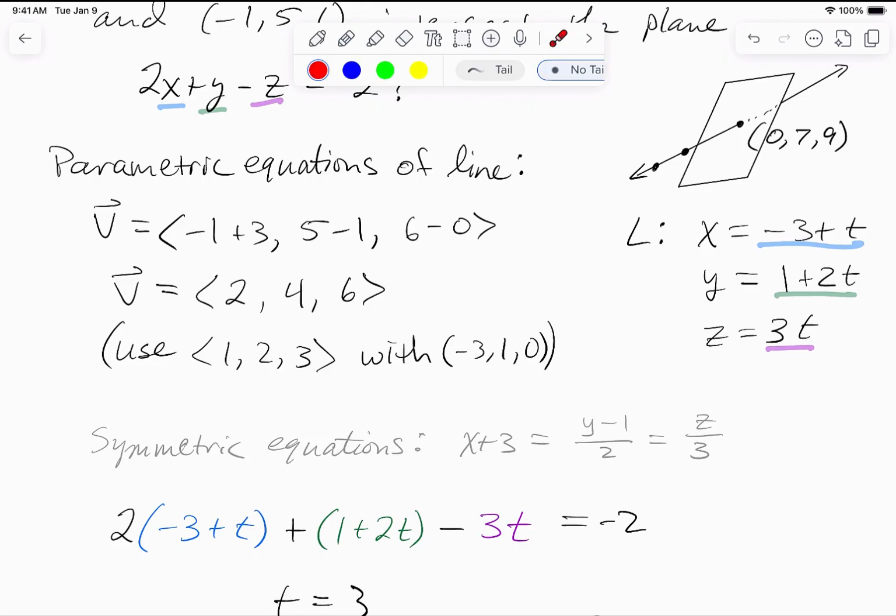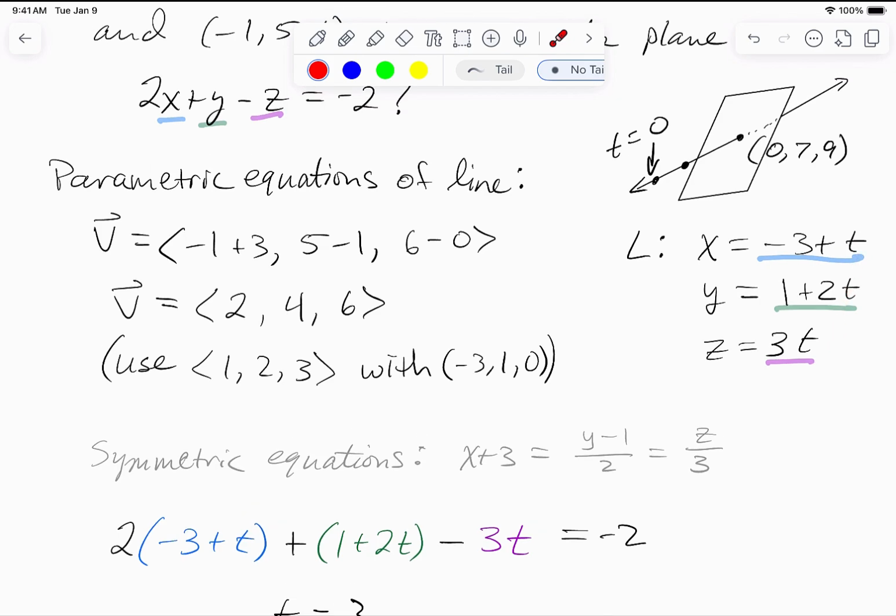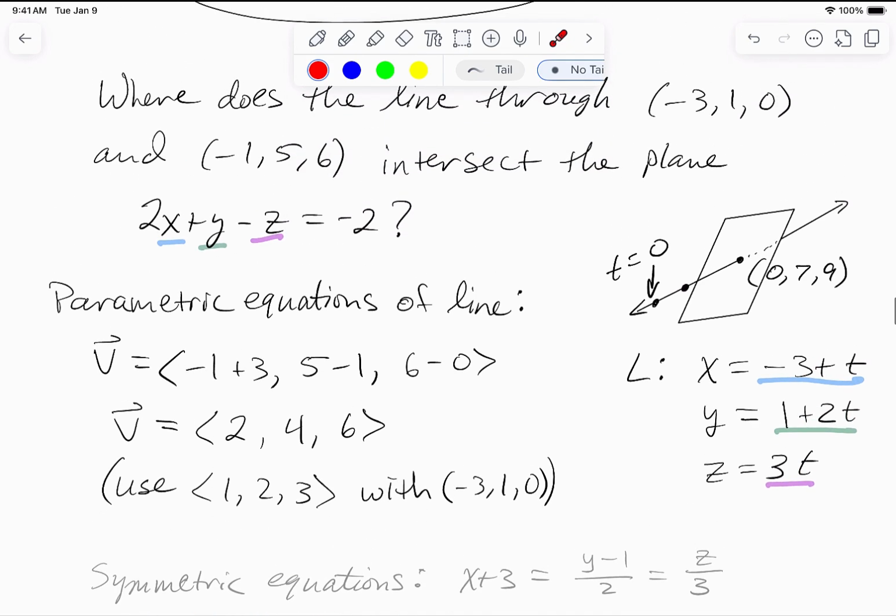Now let's see what we've done here. Because we have these expressions for x, y, and z that include t, it's easy to see what point we have when t is equal to 0. And when t is equal to 0, we have the point negative 3, 1, 0. So let's say that this point here I've identified as that. If we let t equal 2, then we get the point negative 1, 5, 6, and we'll have the 2 points that were referenced in the problem here.